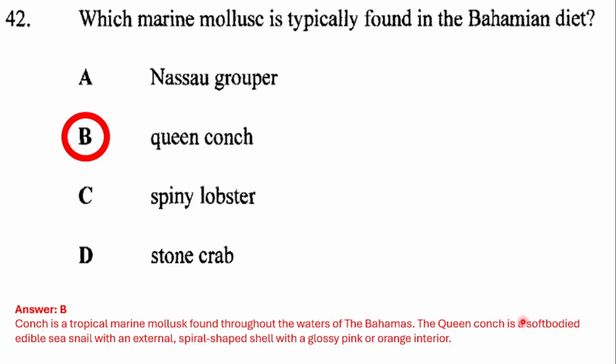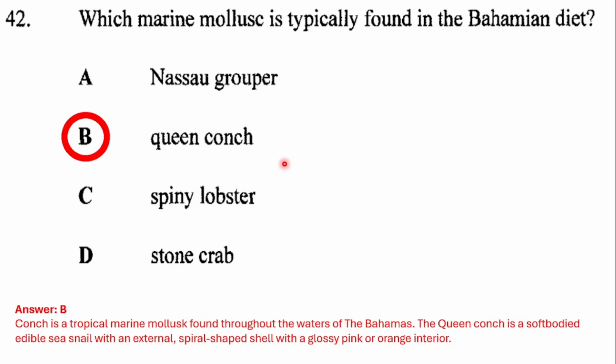The queen conch is a soft-bodied edible sea snail with an external spiral-shaped shell with a glossy pink or orange interior. So B is the queen conch, and that is the marine mollusk that is typically found in the Bahamian diet.